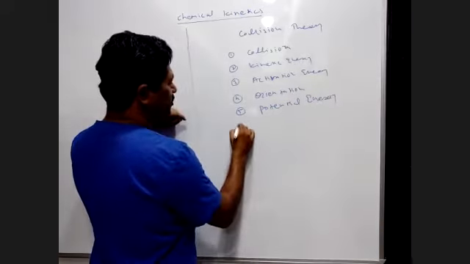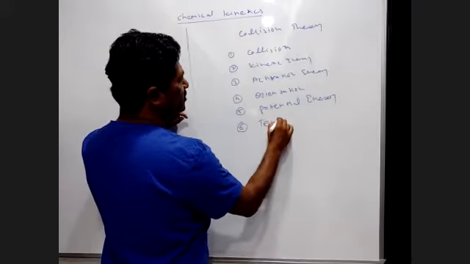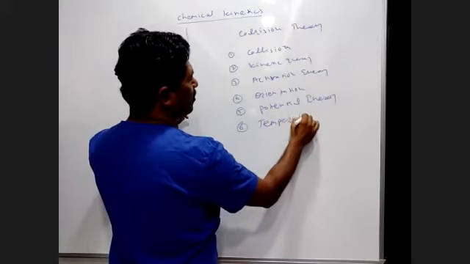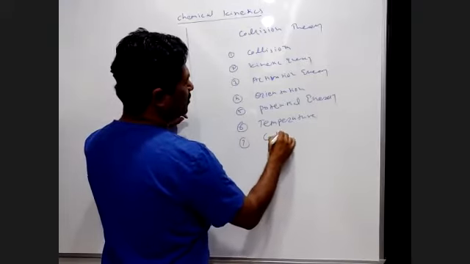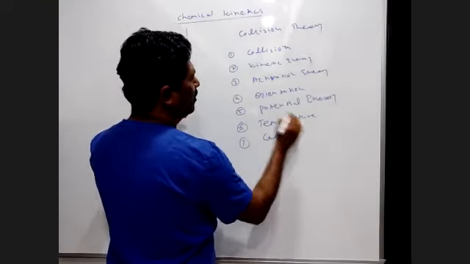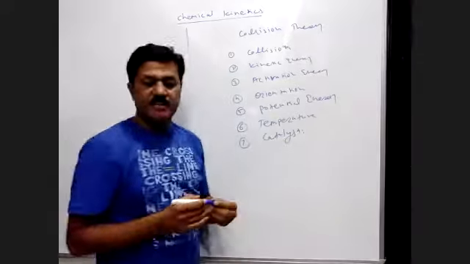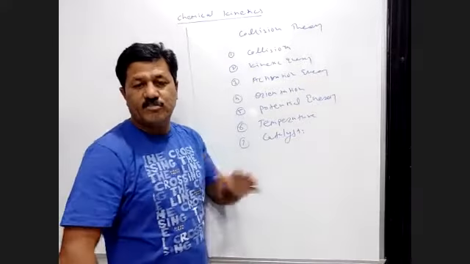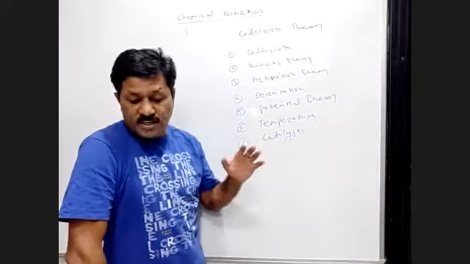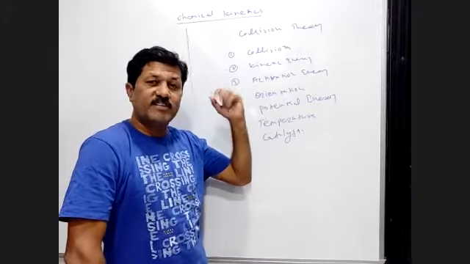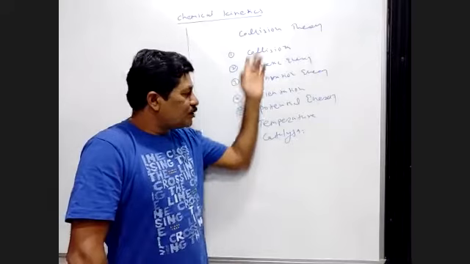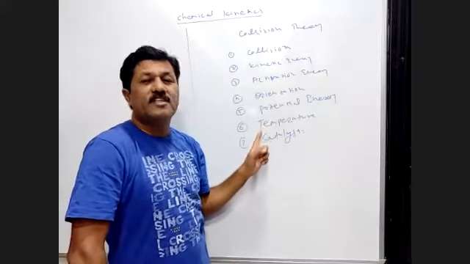Potential energy. Number six, temperature dependence. And number seven is nothing but catalyst. So these are the factors which decide the rate of chemical reaction. Collision theory is supportive to the concepts of chemical kinetics. According to collision theory, these are the factors which affect the rate of chemical reaction.